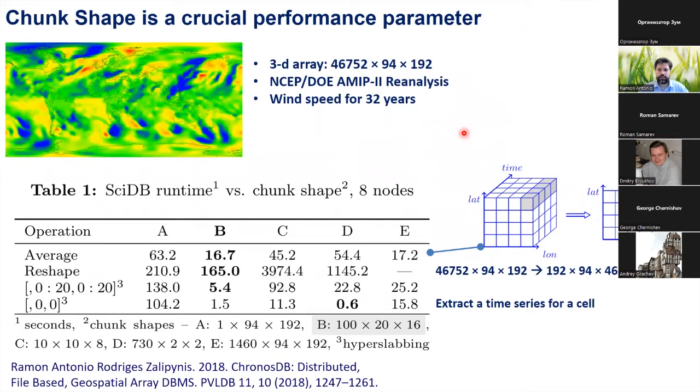The trick is that the best chunk shape depends on the workload, which you generally do not know a priori. Moreover, the workload can change dynamically. Chunk shape is a crucial performance parameter. For different chunk shapes, the performance of SciDB differs by orders of magnitude, as you can see here. In addition, there is no best chunking scheme for all workloads. As you can see, the extraction of a time series runs fastest on chunk shape D, 0.6 compared to 104. So this is a very significant difference.